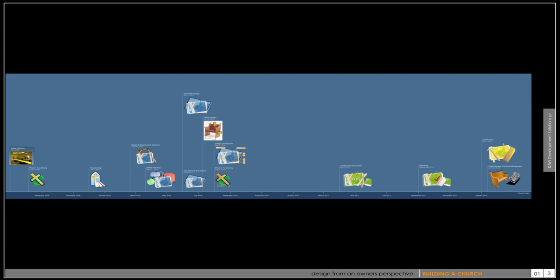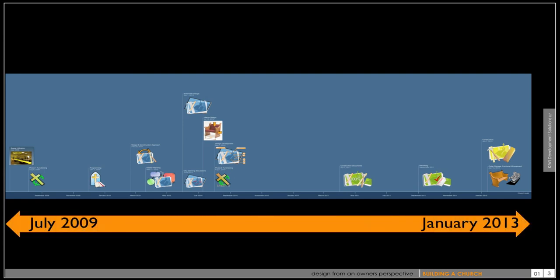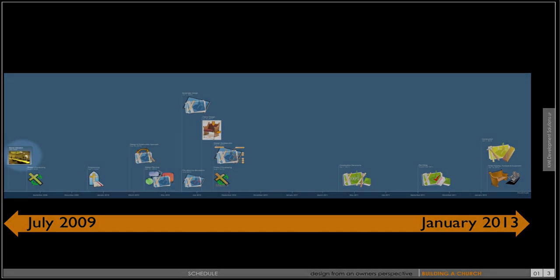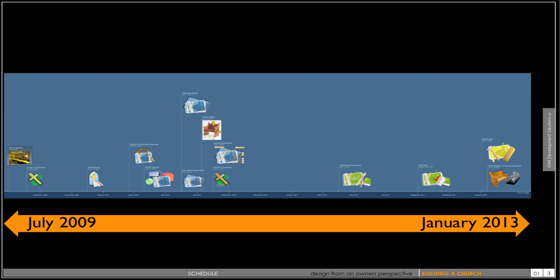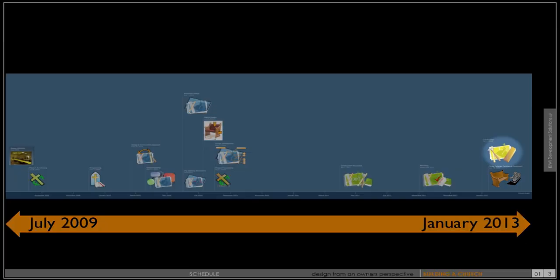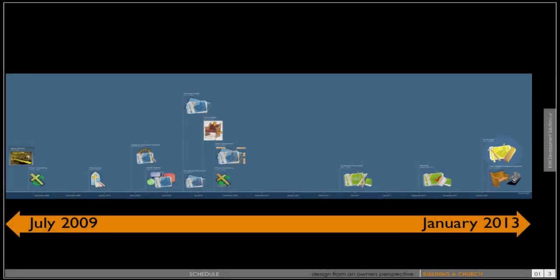So this project actually spans nearly 3.5 years from what is considered the start of a project, which is realizing that the church needs to make a change to its current accommodations, through to the end of construction. Now keep in mind this is only an example, so every project is different.